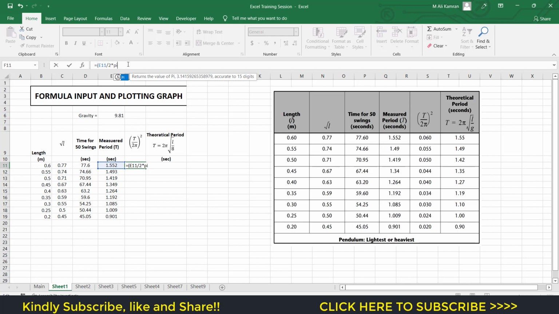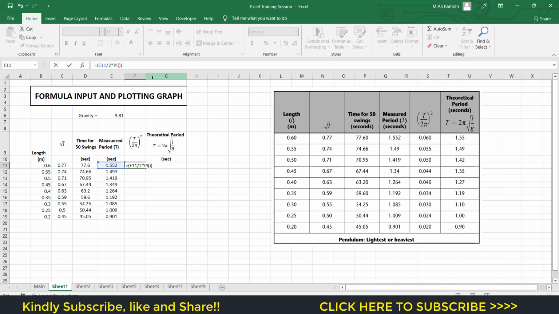So PI, and then we need to close the brackets, and we need to leave this empty if we want to have the pi value accurate until 15 digits, right? So this is E11, the T value, divided by 2 into pi, and then close the brackets, and then we need to have the squared value, right?